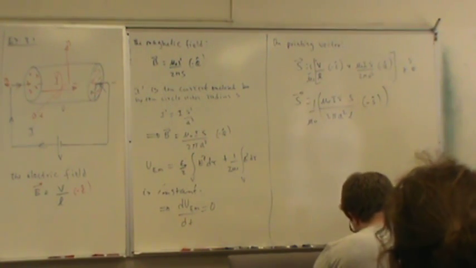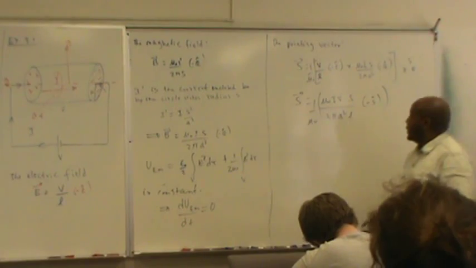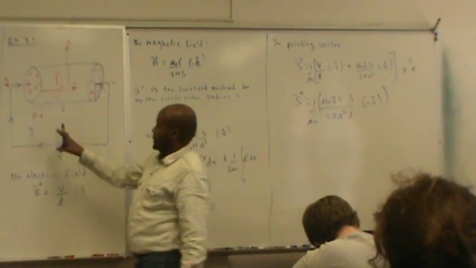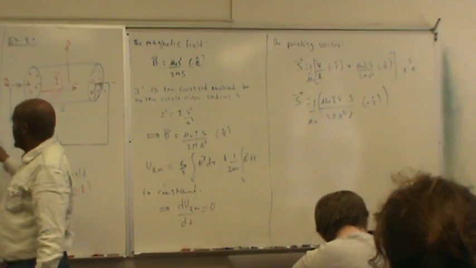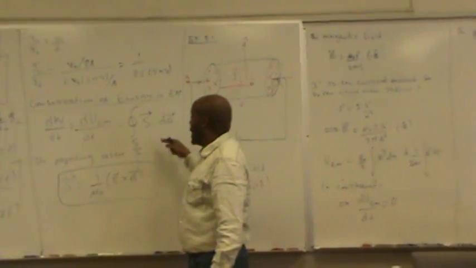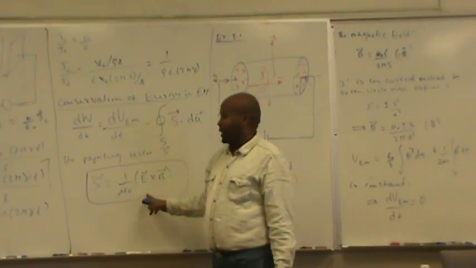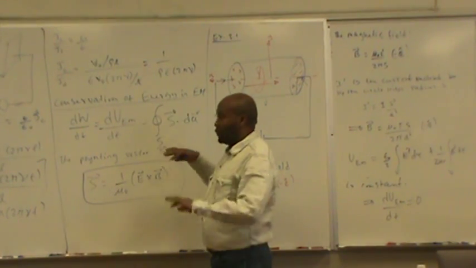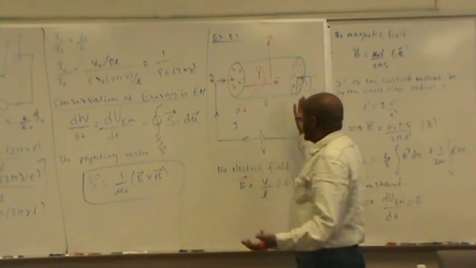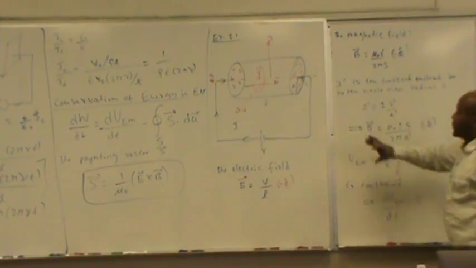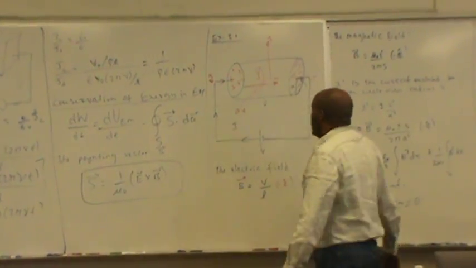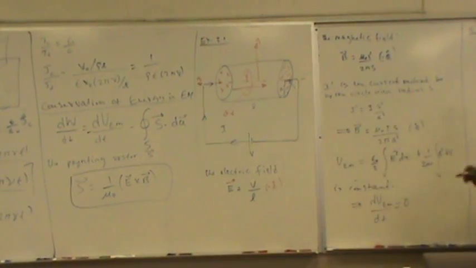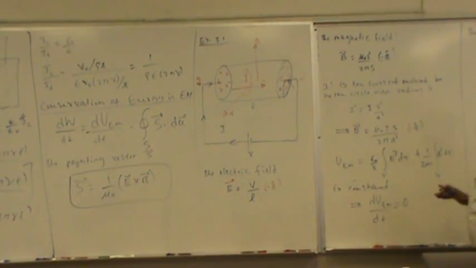So now let's calculate this. You are integrating it over an area. We know that the Poynting vector is energy per unit area per unit time. So you need to integrate it over the entire surface that encloses this cylinder. If you do that, then you can find this term. So what should you expect for this?